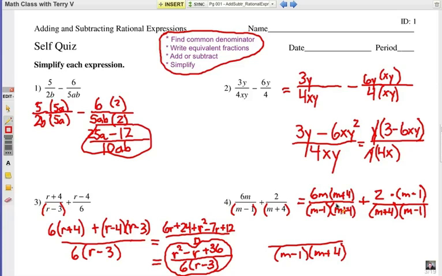All right, now it's pretty crazy here, but I have a distributive property to do this, so it's 6m squared plus 24m and 2m minus 2.